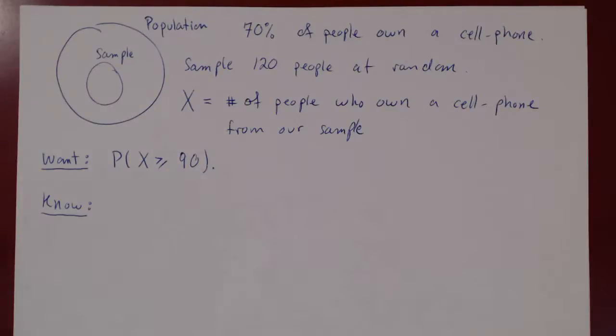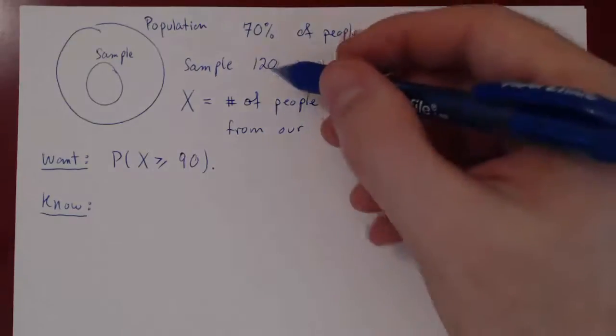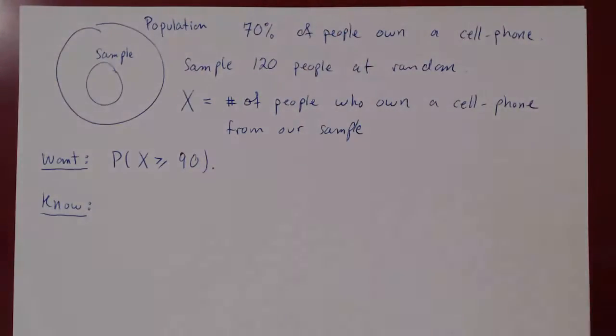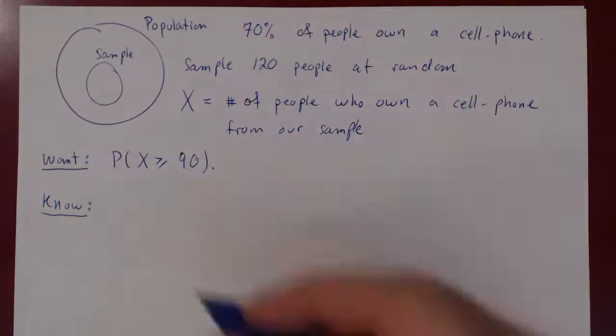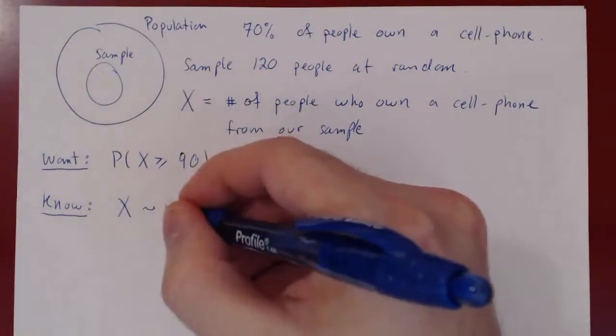So imagine yourself, you pick person 1, you ask, do you own a cell phone or not? If they say yes, you add 1. If they say no, you add 0. And you keep going. So every person is a binomial experiment. You will either have an answer of yes, which is a success, or an answer of no, which is a failure. And because we repeat the experiment 120 times, and we assume that since we are sampling people at random, the people are independent of one another. So what we have is a sequence of 120 independent Bernoulli experiments. Therefore, x is a binomial random variable.